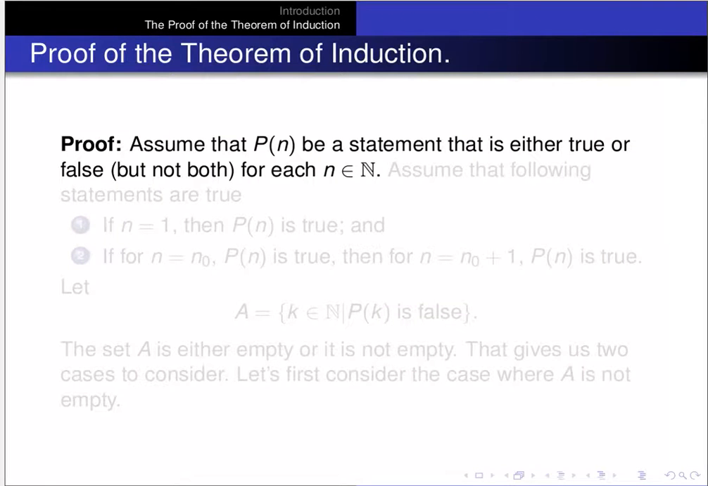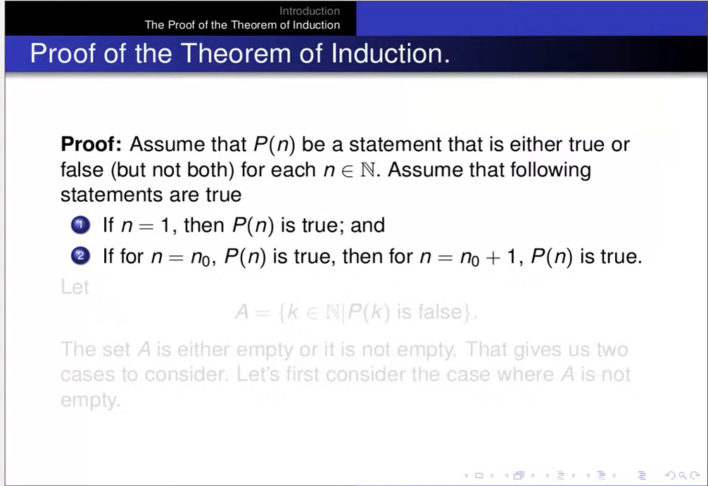We'll start the proof by assuming that P(n) is some statement that's either true or false, but not both, for each natural number n. We'll assume the hypotheses of the theorem of induction. We'll assume that P(n) is true for n equals 1, so we're assuming that P(1) is true. And we'll also assume that whenever P(n) is true for some natural number n₀, then P(n) is true for the successor of n₀, it's true for n₀ + 1. So we're assuming that P(n) is true for 1, and whenever it's true for one natural number, it's true for the next natural number.